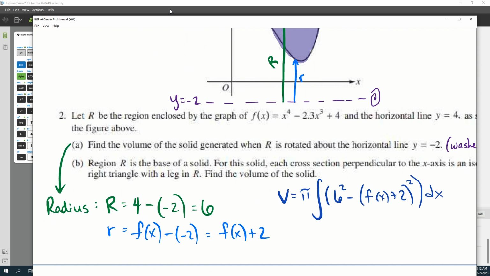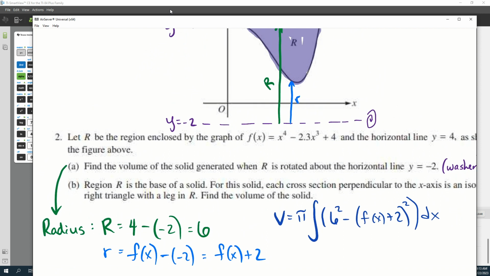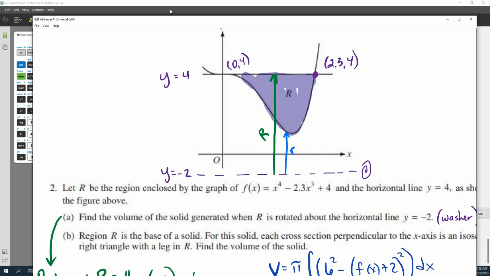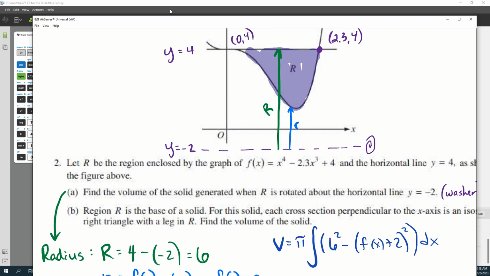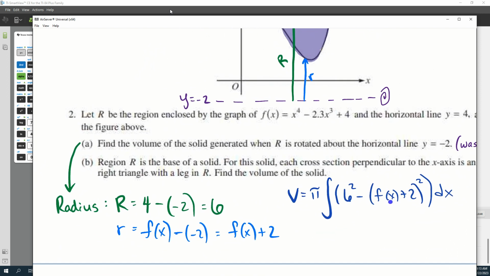Oh, I forgot something. What are my upper and lower limits going to be? Okay, so we're filling in all of these. Right, so we're filling in all the little radii. And so we're going from left to right, or try to remember that if these are x's, these have to be x's. And so the x's are from 0 to 2.3. Okay, so let's type that in. For f of x, we're just going to use the y1.